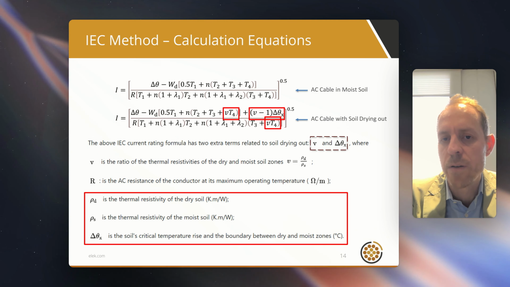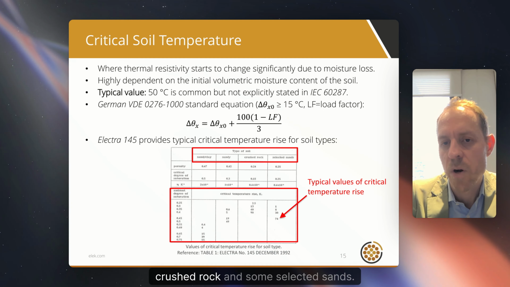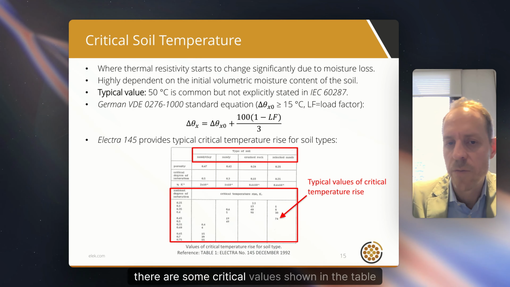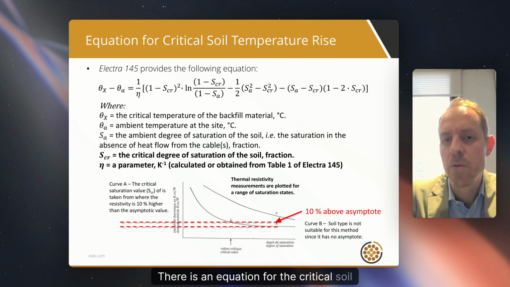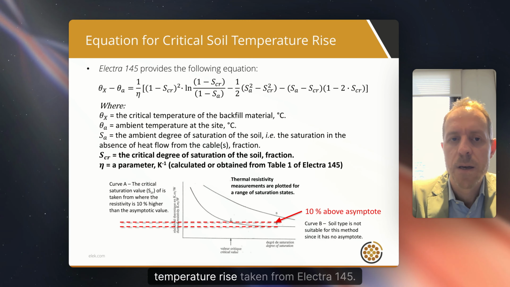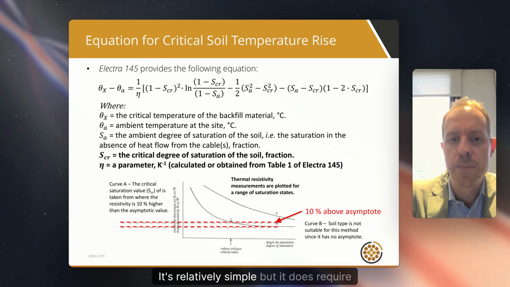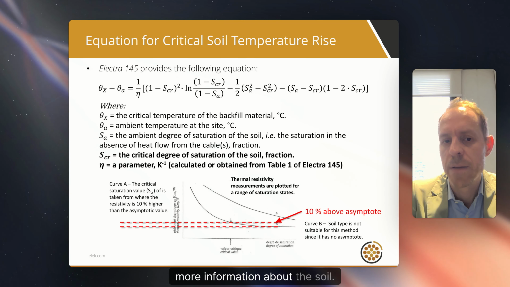Electra 145 provides typical critical temperature rise values for different soil types, including sandy clay, sandy soil, crushed rock, and some selected sands. There are some critical values shown in the table here. There is an equation for the critical soil temperature rise taken from Electra 145. It's relatively simple, but it does require more information about the soil.